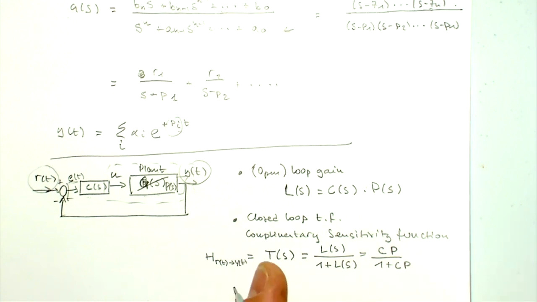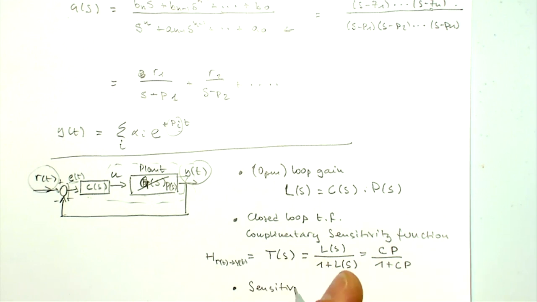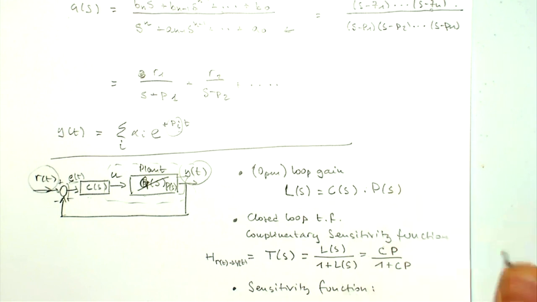And then you've been introduced to another function, which is called the sensitivity function, which is, again, a function of the open loop gain. And it is 1 over 1 plus L of S, that is 1 over 1 plus the CP.